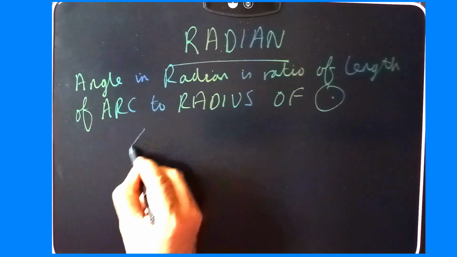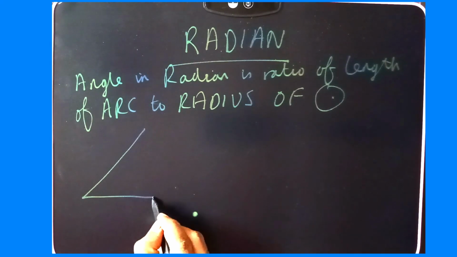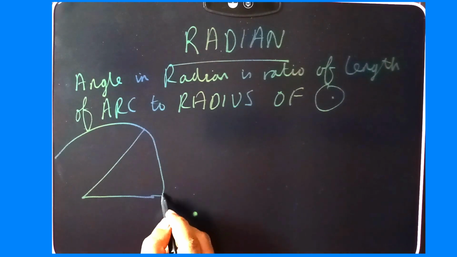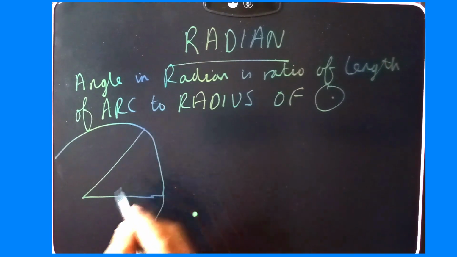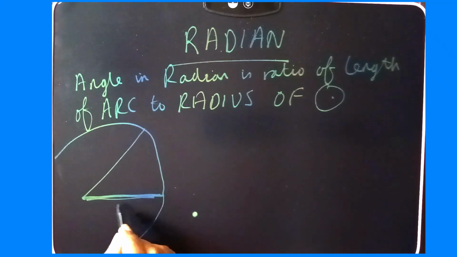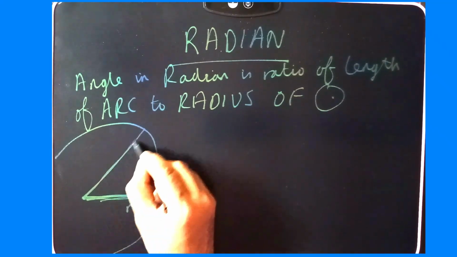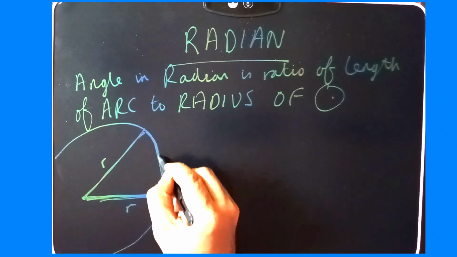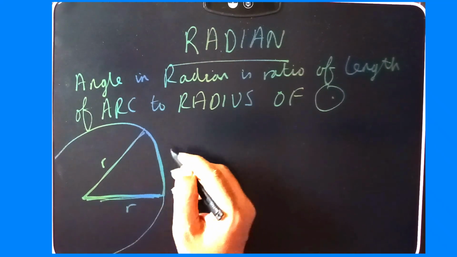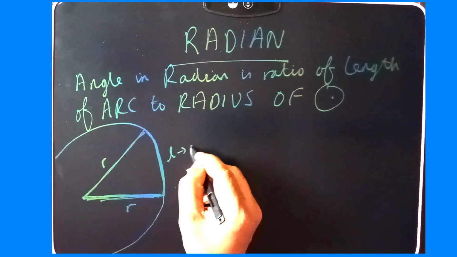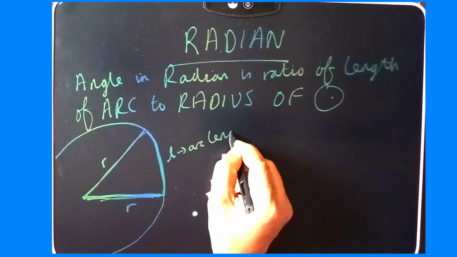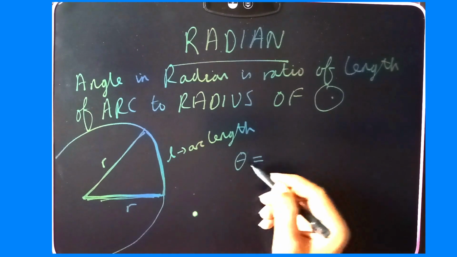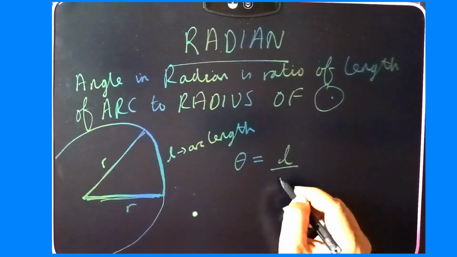This is a circle, not a perfect circle. This rod has moved from here, this is r, this is also r, and it has moved the length of the arc. It has traversed a path of L length. This is the arc length. So theta can be written as length by radius.